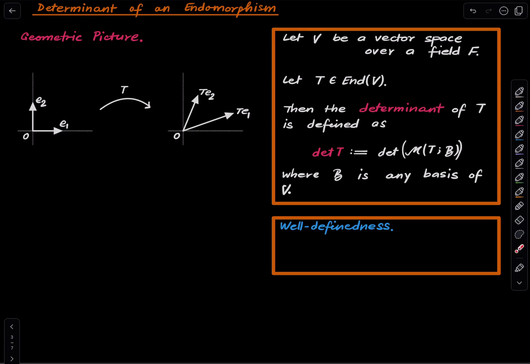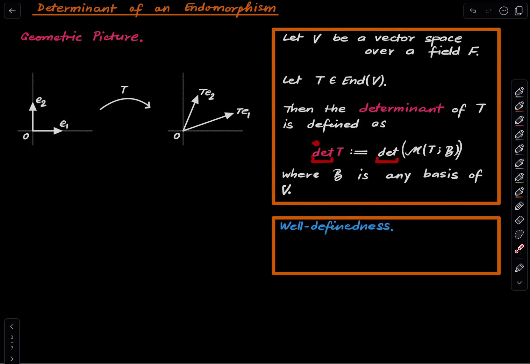So what's going on? We had an arbitrary or abstract vector space over a field F. Since it does not come with a basis, we first pick an arbitrary basis, whatever basis we like, and we find out the determinant of the matrix of T with respect to that basis. This is something that we defined in the previous lecture. This is what we are defining now.